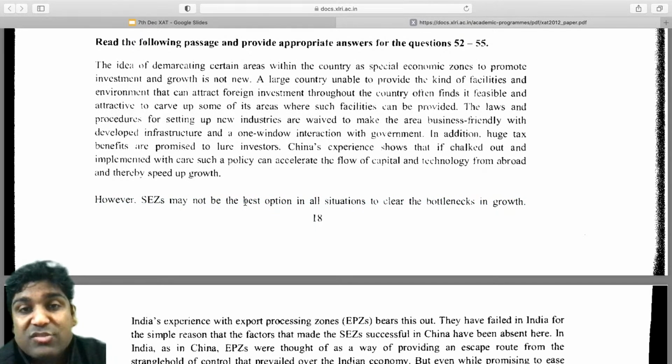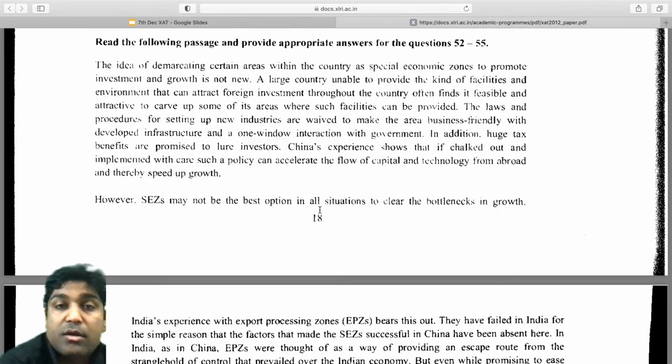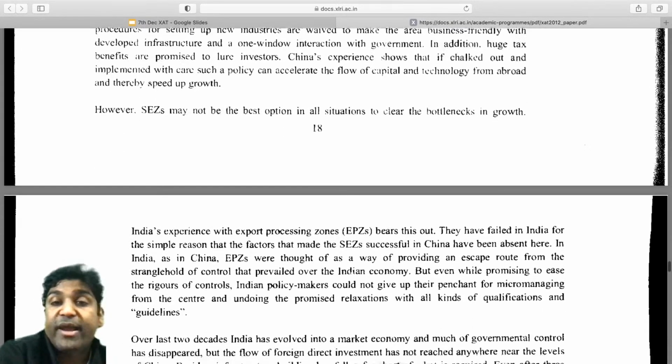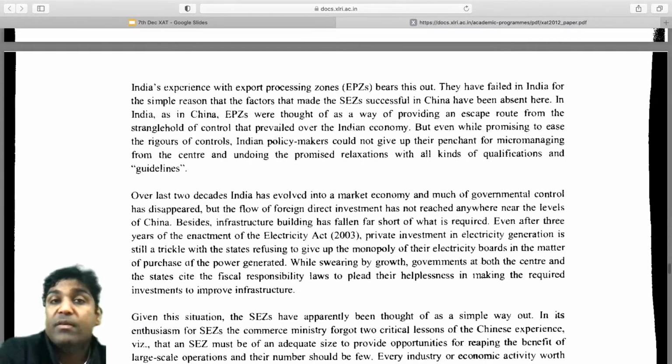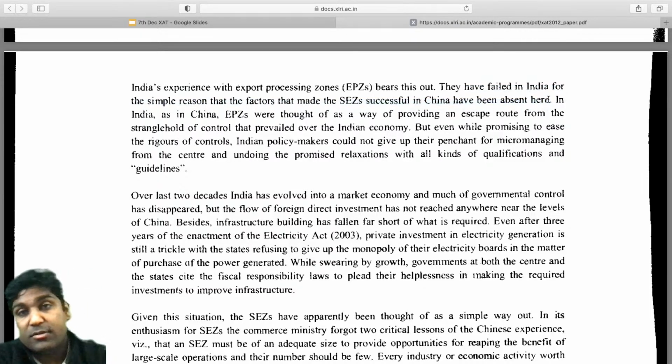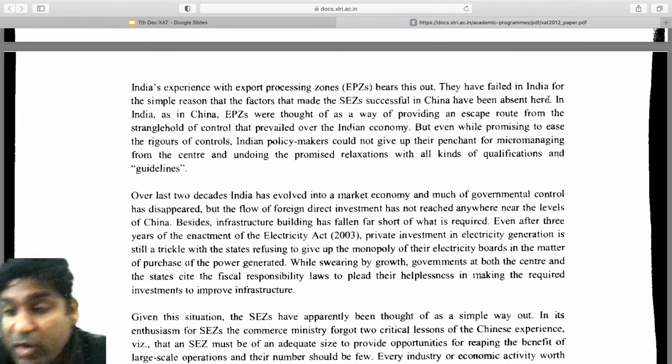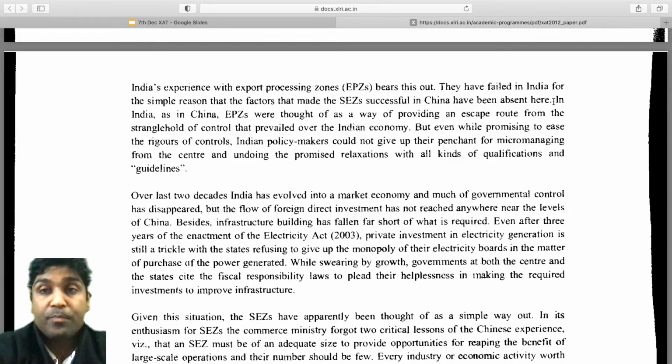However, SEZ may not be the best option in all situations to clear the bottleneck in growth. India's experience with export processing zones bears this out. They failed in India for the simple reason that the factors that made SEZs successful in China have been absent here. So it says that what has worked for China might not work for India.